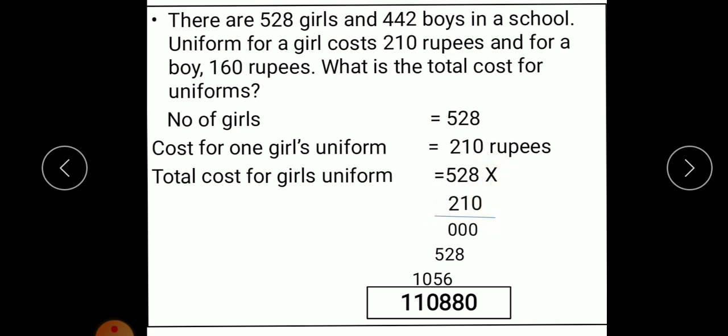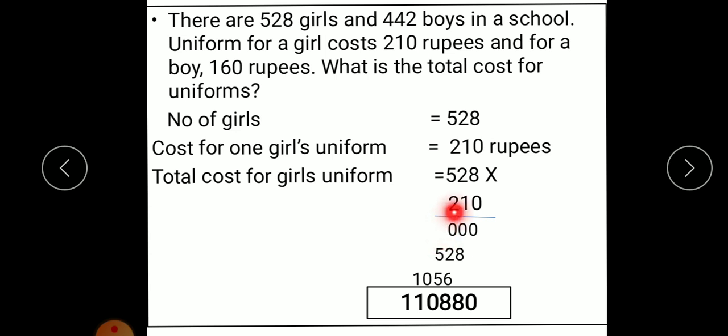In the first step, multiply from the ones place, that is 0. 0 into 8 is 0, 0 into 2 is 0, 0 into 5 is 0. In the next step, multiply from the tens place, so it is here 1. 1 into 8 is 8, write in the tens place. 1 into 2 is 2. 1 into 5 is 5.